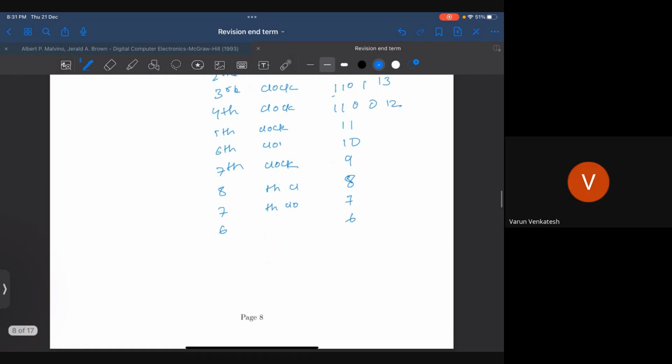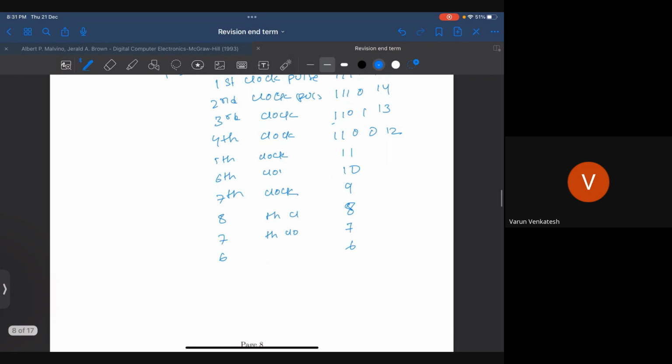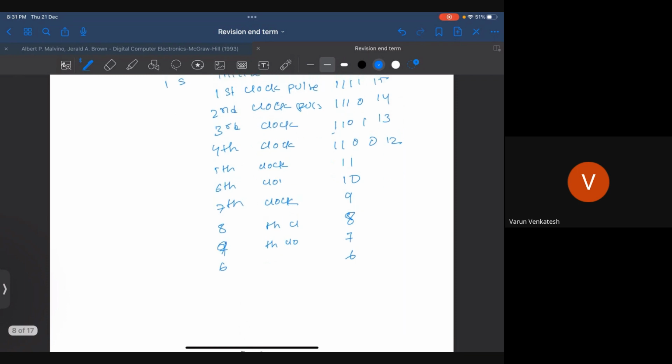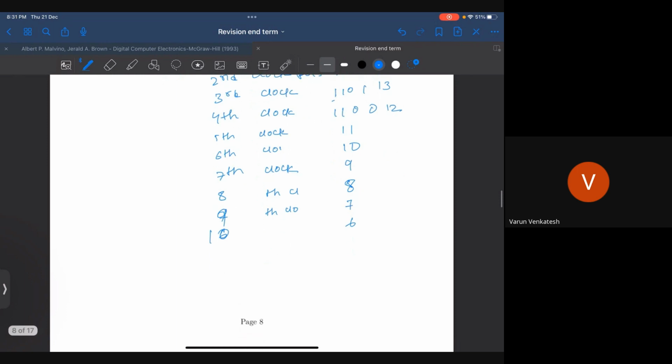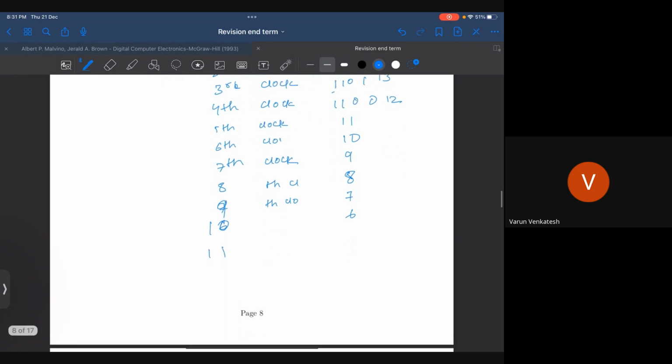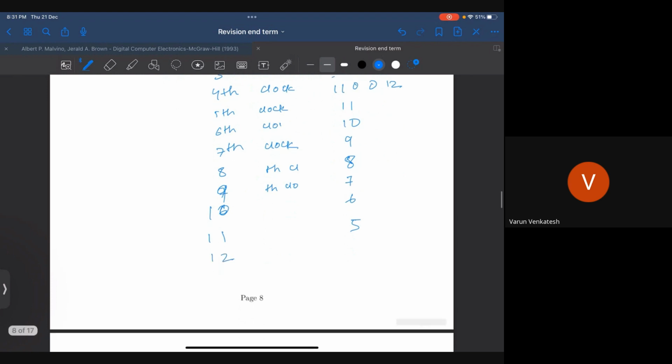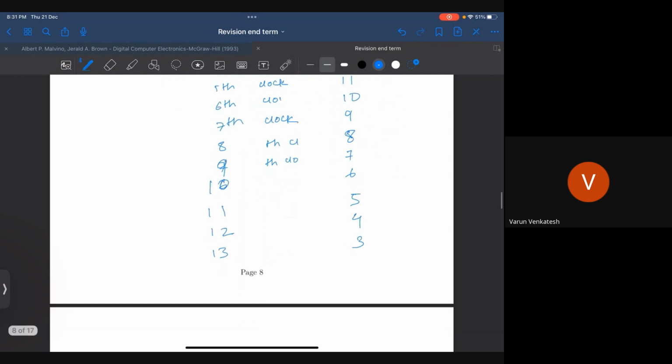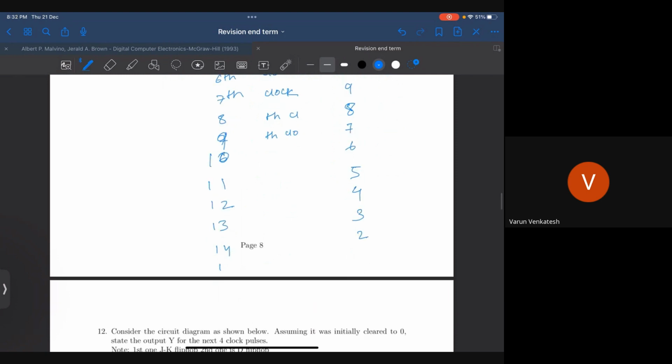I think you're getting the clock pulses wrong. So 4th, 5th, 6th, 7th, 8th, and 9th and 10th, right? Okay, sorry, 9, 10, 11, it will be 5, 12, it will be 4, 13, it will be 3, 14, it will be 2, and 15, it will be 1.